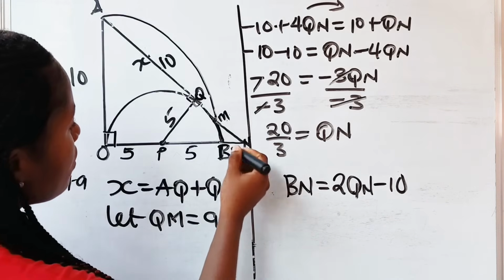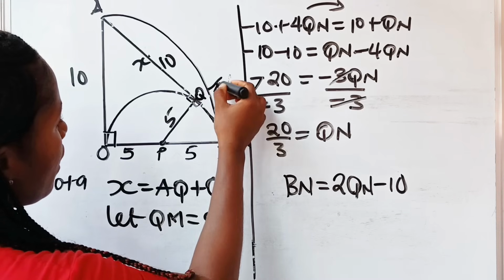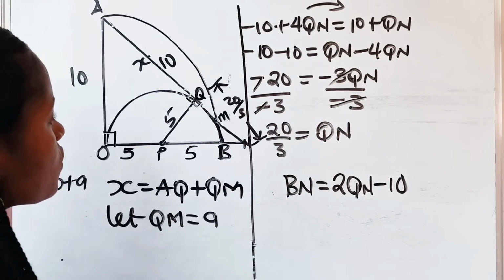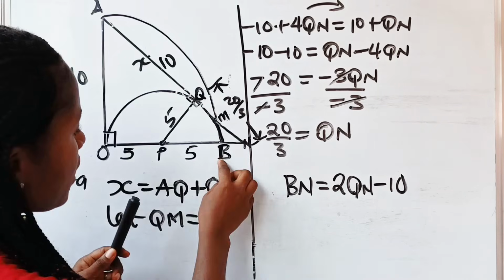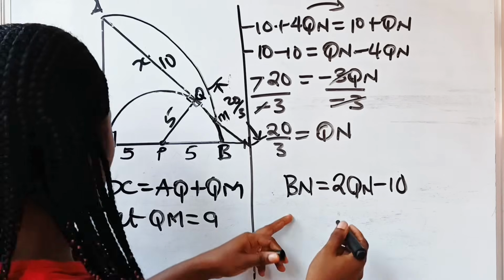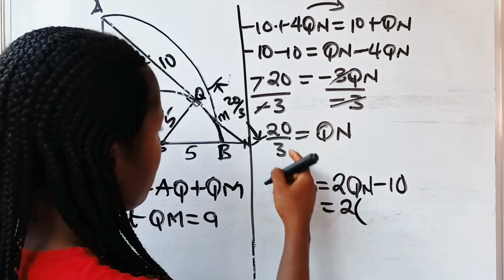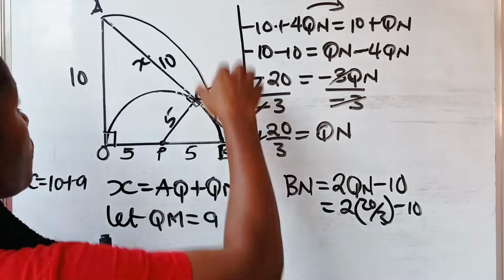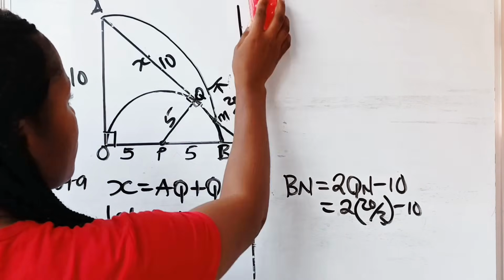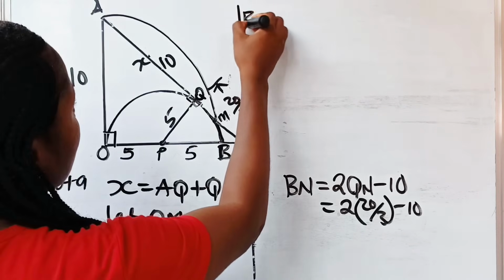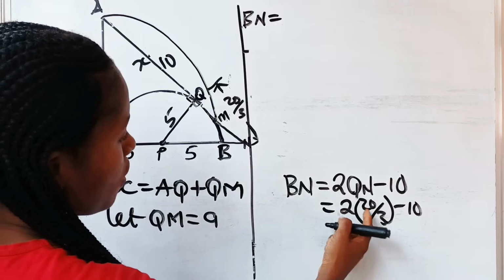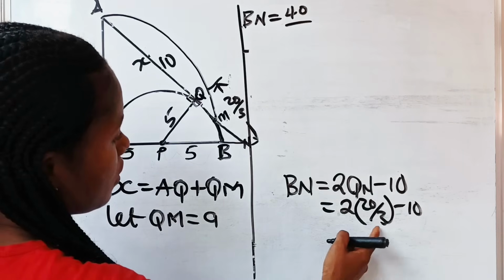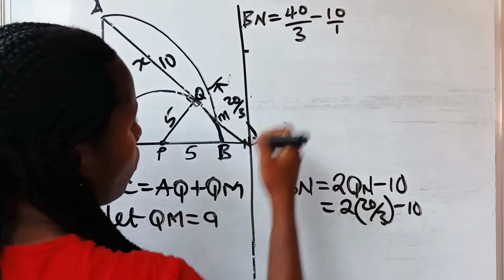So remember that this is our n. So from here to here is 20 over 3. That is what we got as our qn. Now we want to get this bn from here to here. Then bn is equal to 2 multiplied by our qn, which is 20 over 3, minus 10. Okay, so if we solve this, we have that bn is equal to 2 times 20, which is 40, divided by 3, minus 10 over 1.